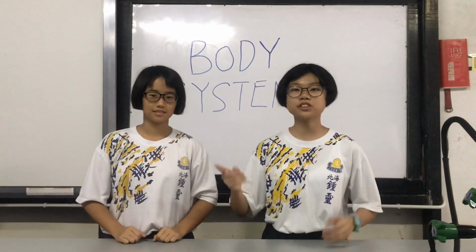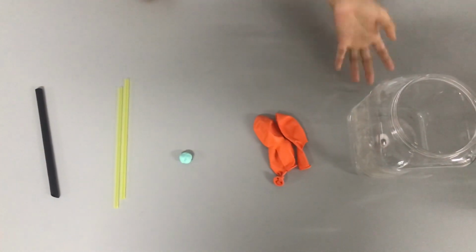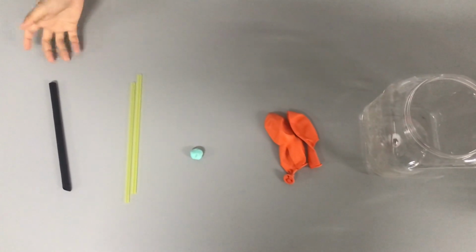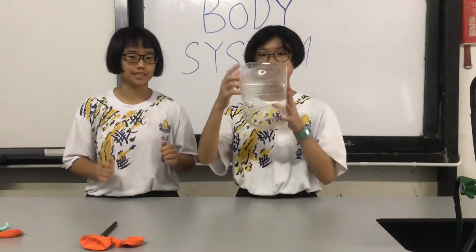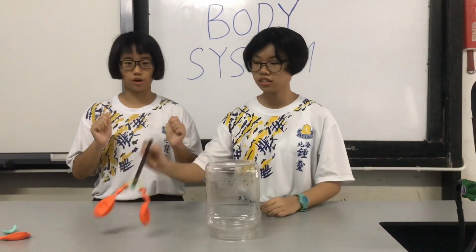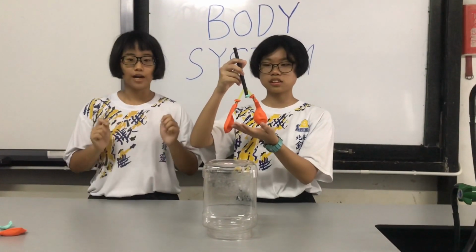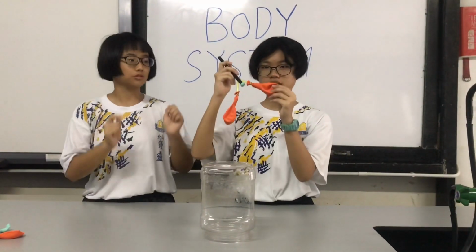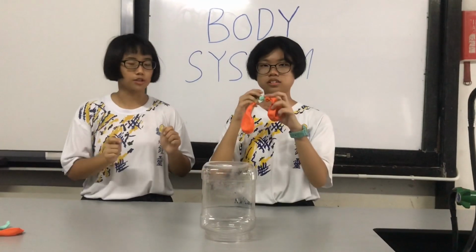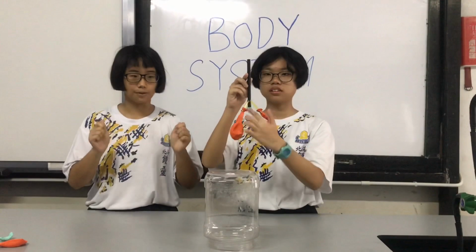Let's create a lung model to show you the process of inhalation of lungs. For this experiment, we will need a plastic container, balloons, plasticine, straws, and one larger straw. Make a small hole under the plastic container. Now, use one larger straw and two smaller straws to make a straw model. Now, attach two balloons to the straw model. Don't forget to place the plasticine at the bottom of the straw. You must make sure that the model is in Y shape.